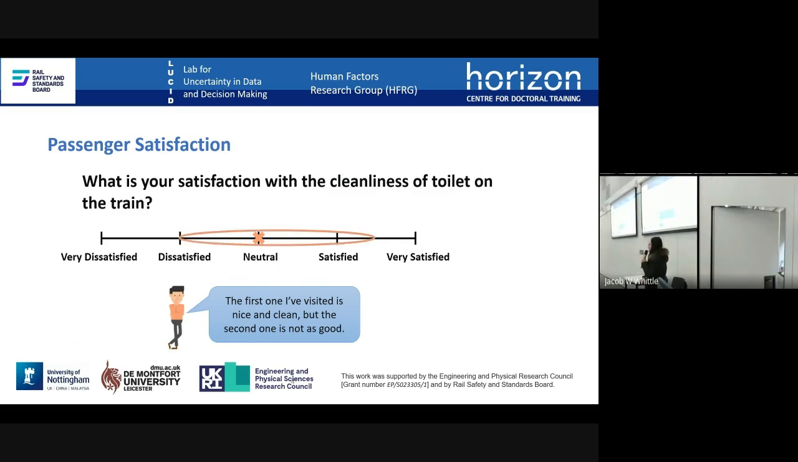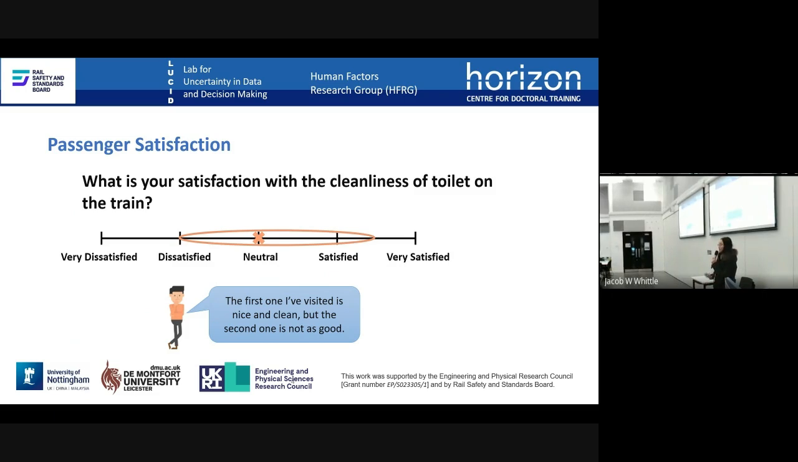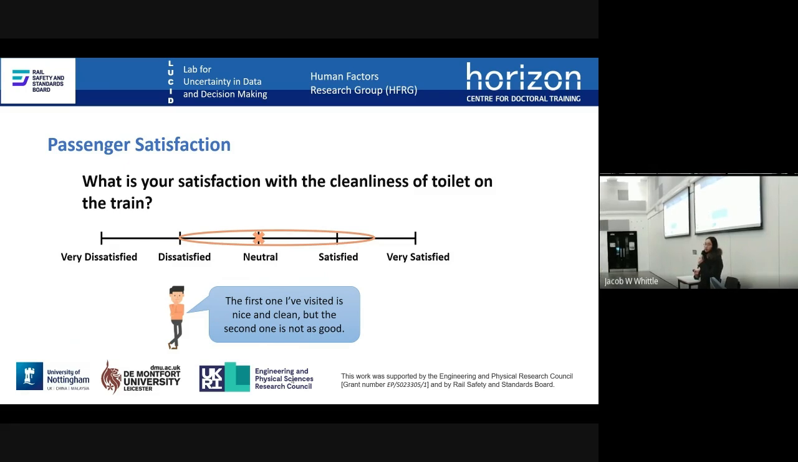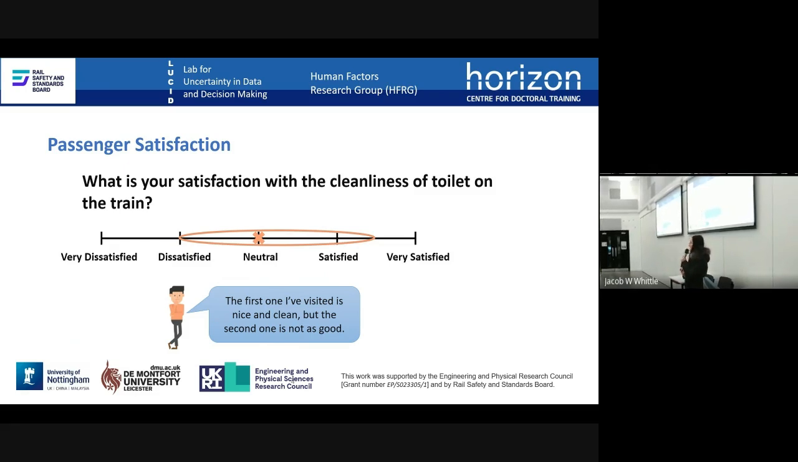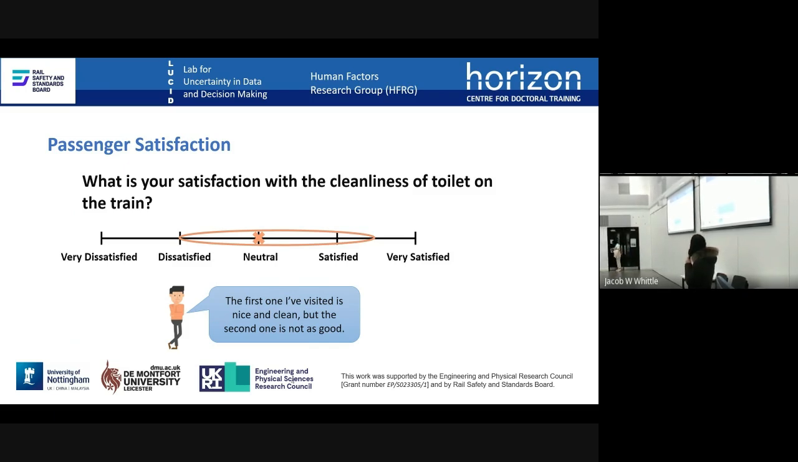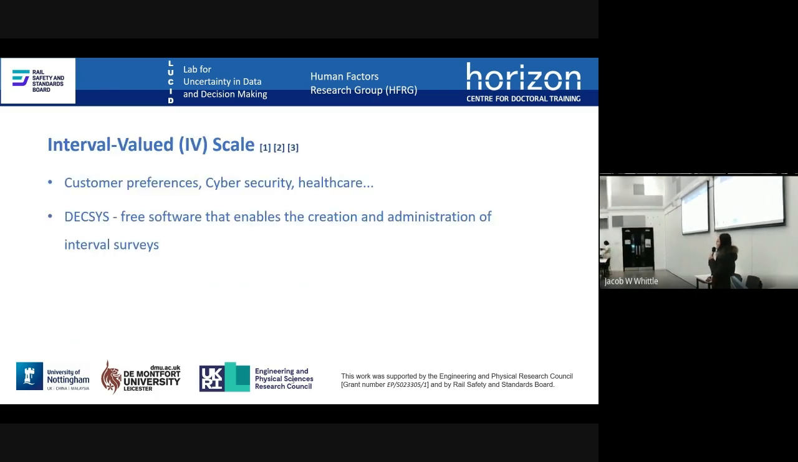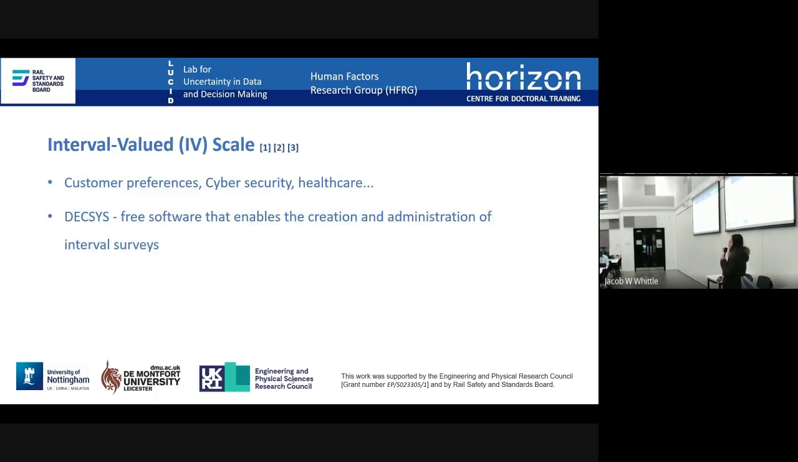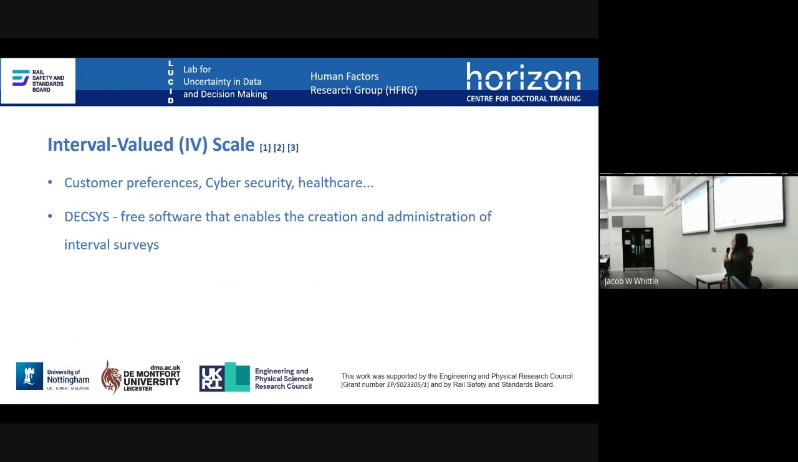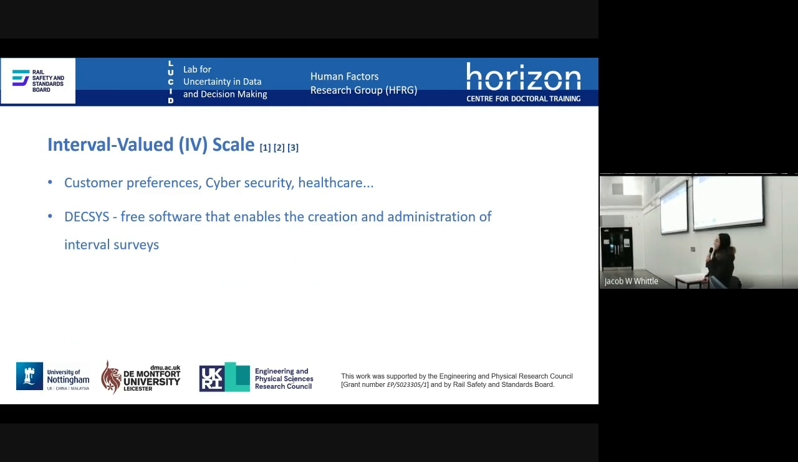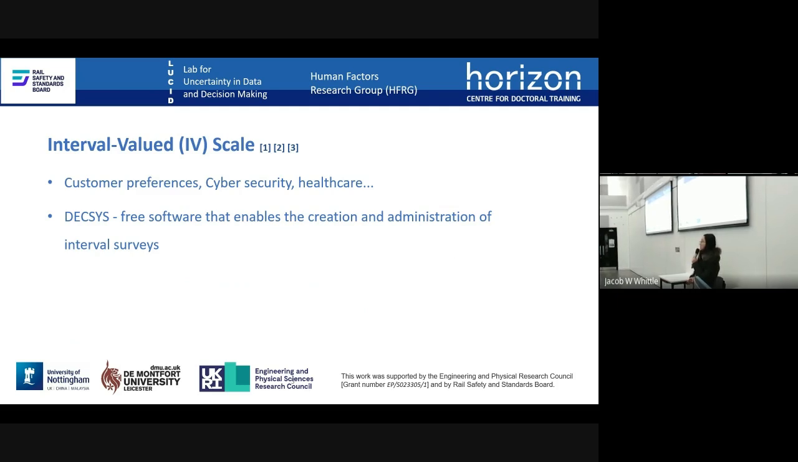So more recently, in the field of computer science, people have introduced an interval value scale. Instead of asking people to choose a single value, they are now allowed to choose a range to express their uncertainty around certain things. This kind of method has already been tested and used in quite a variety of fields, like customer preference and cybersecurity. We also developed a free software that enables the creation and administration of interval surveys.